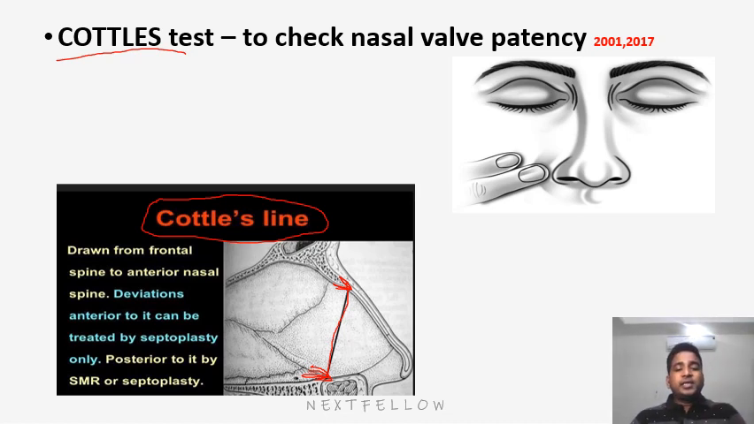What is the importance? Any deviation anterior to this line can be corrected by septoplasty alone. And if the deviation is posterior to this, we can use either septoplasty or SMR, but in anterior it can be corrected by septoplasty alone. So don't get confused between Cottle's line and Cottle's test.